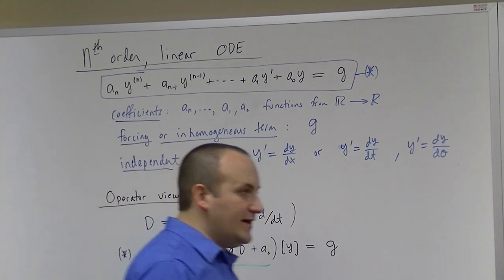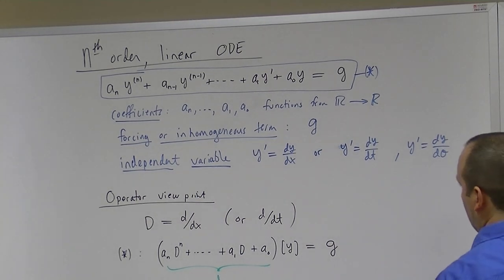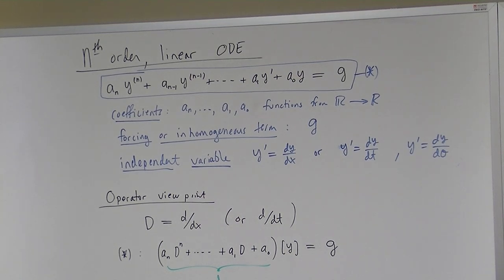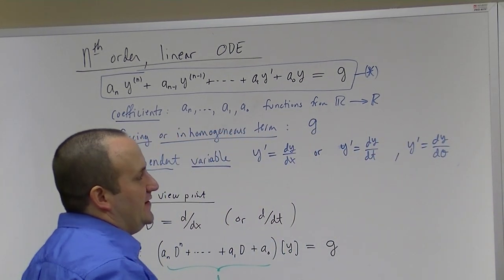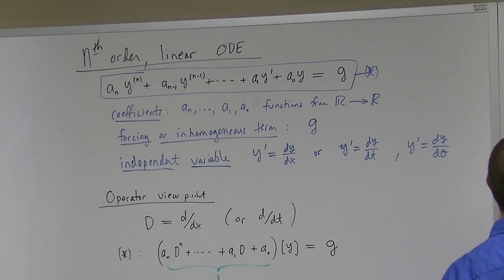With this notation in mind, we have some terminology. If you have L of y equals zero, this is a homogeneous equation. Is it homogeneous or homogeneous? It's something like that. So that would be a homogeneous equation. Likewise, if you have L of y1 equals 0, then you say y1 is a homogeneous solution to L of y equals g.